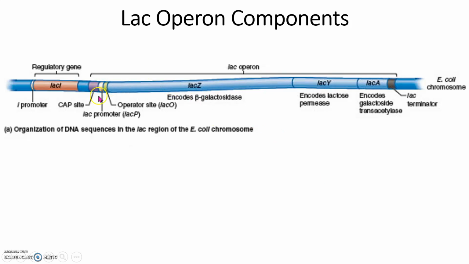So lactose is arranged in an operon. So remember, single promoter and many genes. We have the CAP site, the promoter, the operator. Then we have 3 genes like Z, Y, and A. They encode enzymes that function in the lac operon. Outside of the lac operon, we have a regulatory gene. So we have lacI, which is under the I promoter, and this is a separate entity, and its job is to produce the lac repressor.